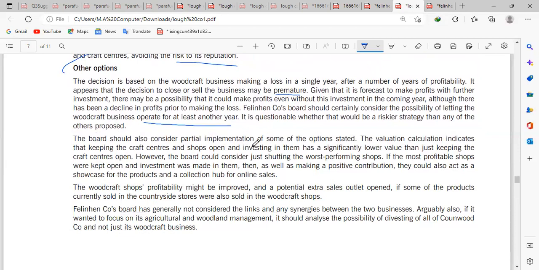So the board should also consider the partial implementation of some of the options stated. The valuation calculation indicates that keeping the craft centers and the shops open and investing in them has a significantly lower value than just keeping the craft centers open. However, the board could also consider just shutting the worst performing shops. You do not close all of them, just the worst performing. If the most profitable shops were kept open and investment was made in them, they would make a positive contribution. They could also act as a showcase for the products and a collection hub for the online sales as well.